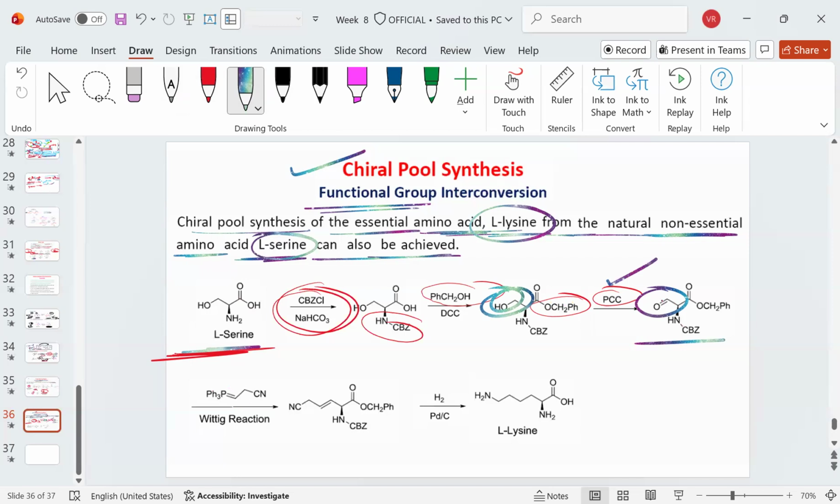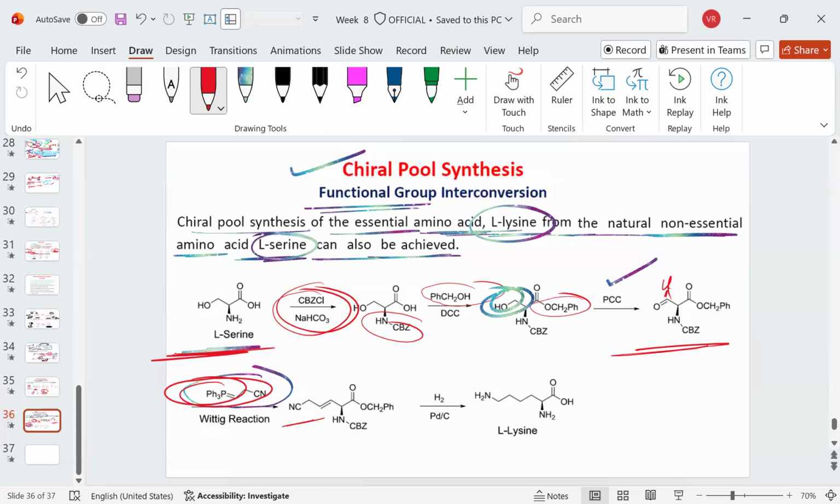Once we get the aldehyde, we do the Wittig reaction on the aldehyde. So this is the aldehyde, and when it reacts with the Wittig reagent, we get the Wittig reaction at the center. You can see. And once we did this Wittig reaction, we can do the deprotection of the CBZ. CBZ deprotection we can do with the help of H2, palladium supported on carbon, H2 Pd/C, and methanol solvent. So we get the L-lysine.